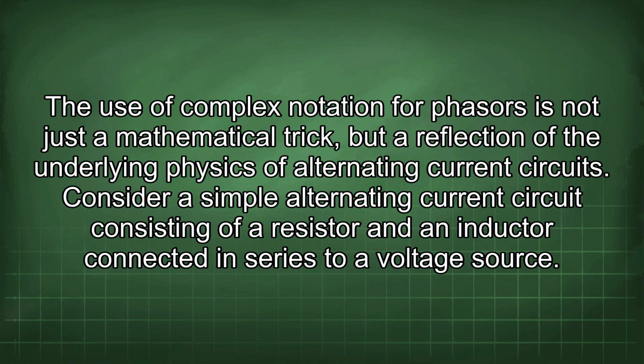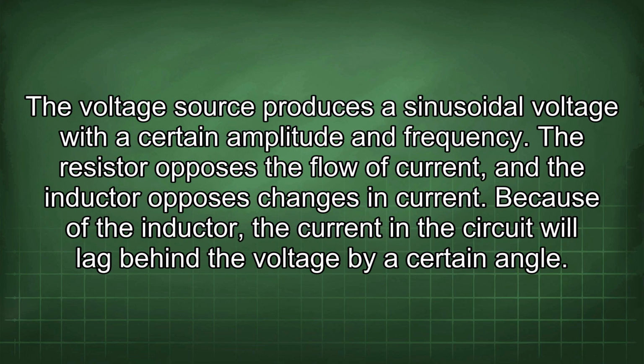of alternating current circuits. Consider a simple alternating current circuit consisting of a resistor and an inductor connected in series to a voltage source. The voltage source produces a sinusoidal voltage with a certain amplitude and frequency. The resistor opposes the flow of current, and the inductor opposes changes in current. Because of the inductor, the current in the circuit will lag behind the voltage by a certain angle.